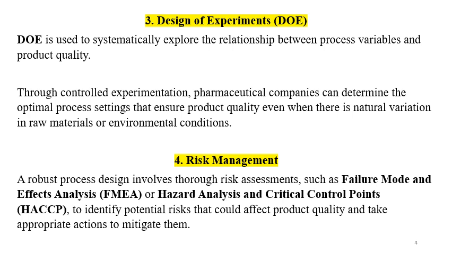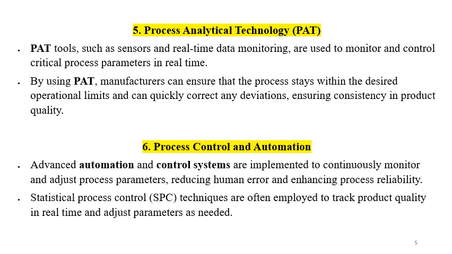Robust process design involves a risk assessment such as failure mode and effect analysis, FMEA, and hazard analysis and critical control points, that is HACCP, to identify the potential risks that could affect product quality and take appropriate actions to mitigate them. By FMEA and HACCP, we can identify and minimize the risk. So this comes under risk management.